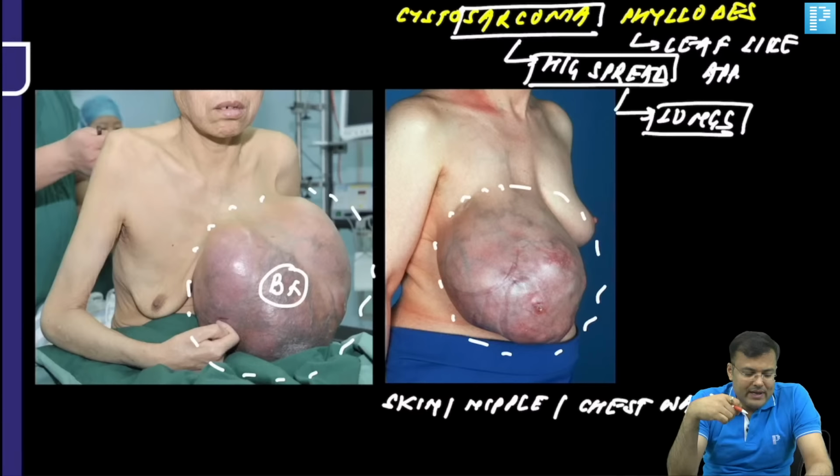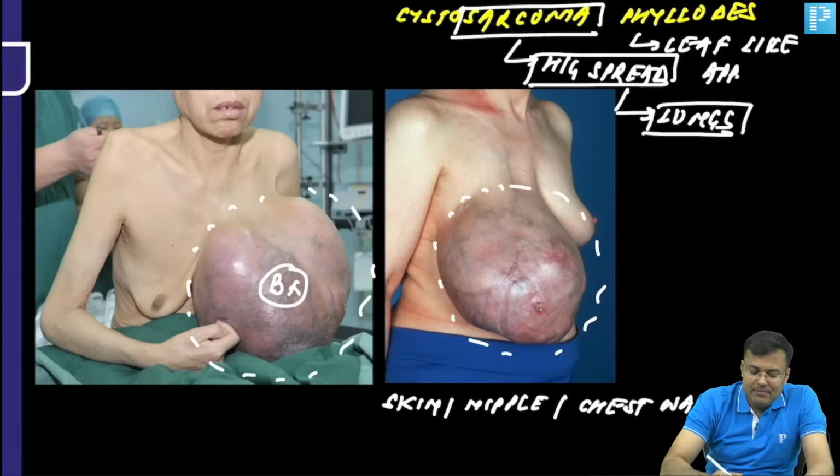Tushar, Rupa, Aishwarya, Srivastav, Nishant. Do we go for simple mastectomy or do we go for MRM? Simple mastectomy or MRM? Very good. If it is benign, go for wide local excision. But if it's malignant, we go for simple mastectomy.